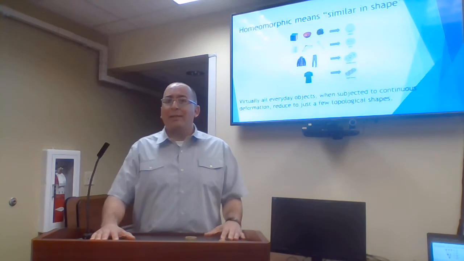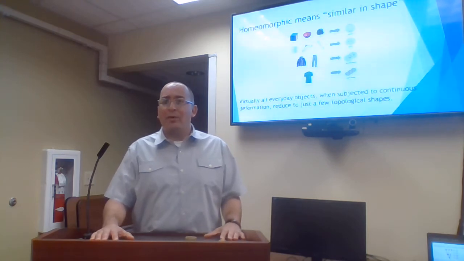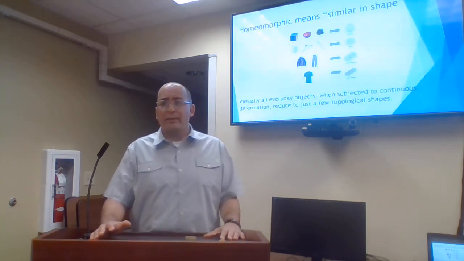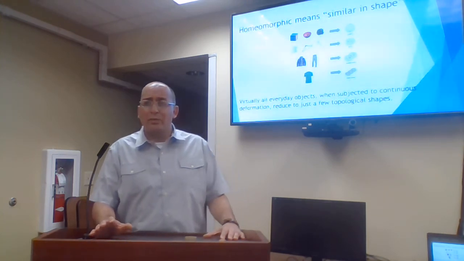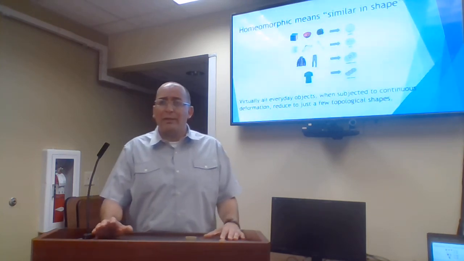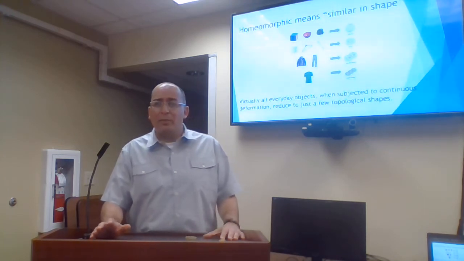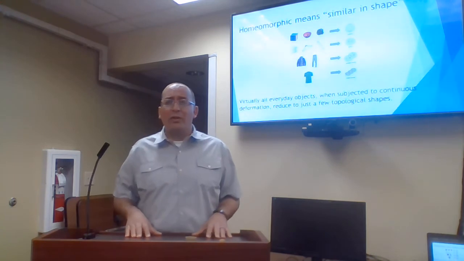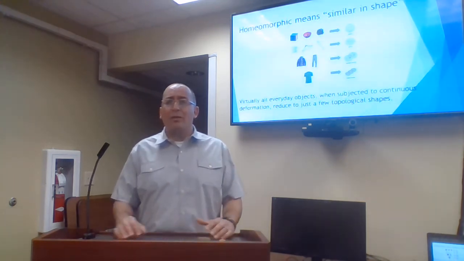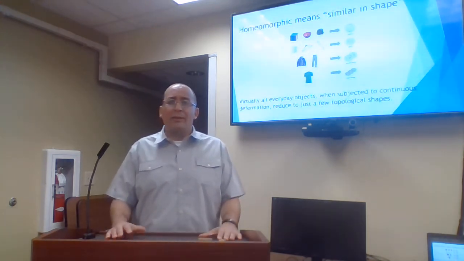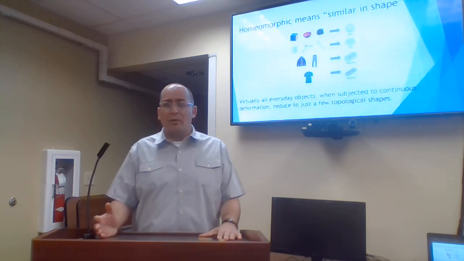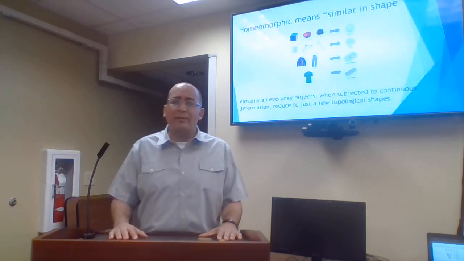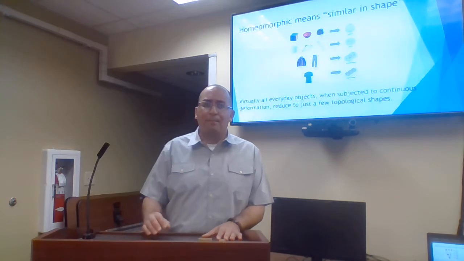Two objects that can be stretched into the same shape are described as homeomorphic, from Latinized Greek for similar to, homeo, and Greek for form, shape, or figure, morphe. Through this lens, virtually all everyday objects are homeomorphic, with a sphere, for example a ball, or some variety of torus, like a donut.